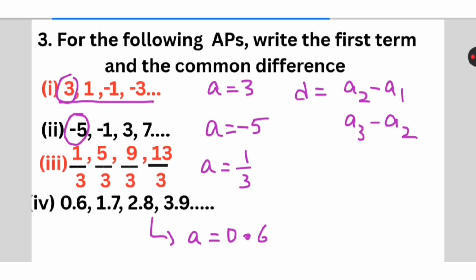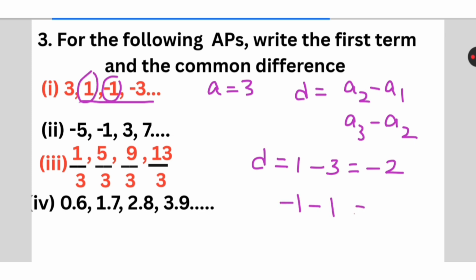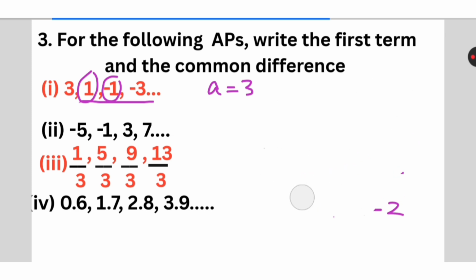For the first question, the second term is 1. The first term is 3. So we are going to get minus 2 here. Let's check A3 minus A2. A3 is minus 1, then minus A2, which is 1. Here also we are getting minus 2. So that means the common difference is the same. That's why for the first question, the common difference is minus 2.